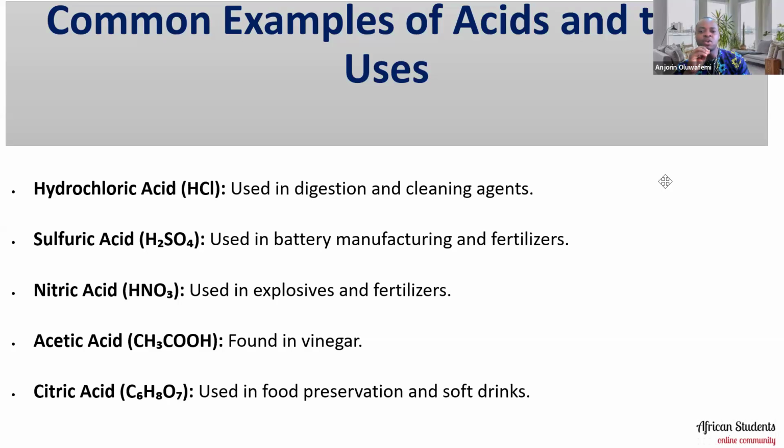HCl is a very important component of the human anatomy, specifically the human stomach, and it aids digestion. It's also a very good cleaning agent, and it can remove tough and stubborn stains. Then we have sulfuric acid, used in battery manufacturing and fertilizer. HNO3, nitric acid, is used in explosives and fertilizers.